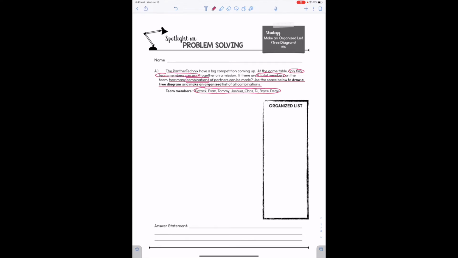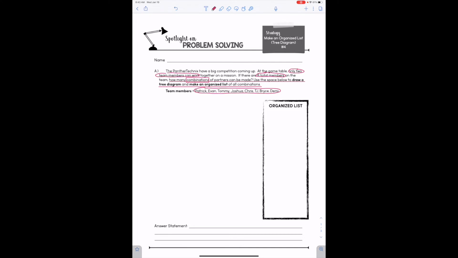Now, none of the information in this story is really worthy of eliminating. Yes, we don't necessarily need to know that they have a big competition coming up, but that leads us to understanding what is happening in the story. It's more of a setting. It's not misleading. The only information we want to eliminate is information that would mislead us, like math information that is not necessary to solve the problem.